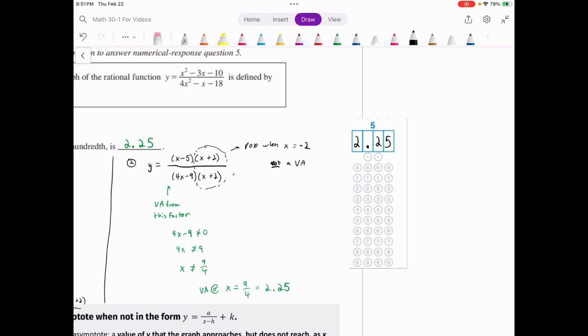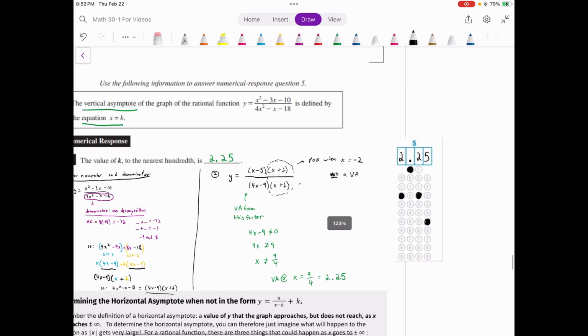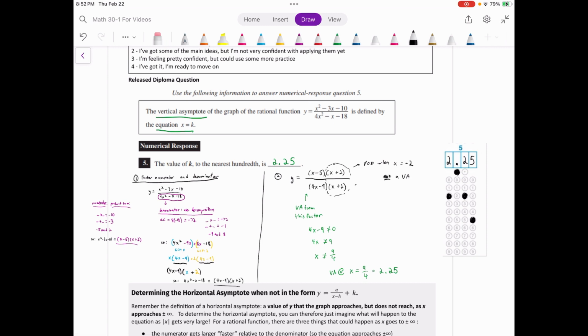And then if it was the diploma, we had to fill in our bubble sheet. We would fill in the 2. This little one here is the decimal, remember? So decimal, 2, 5. There we go. Right? So all we had to do was factor it and then look for the factor that appeared in the denominator only and didn't simplify out, because that will tell us the vertical asymptote.